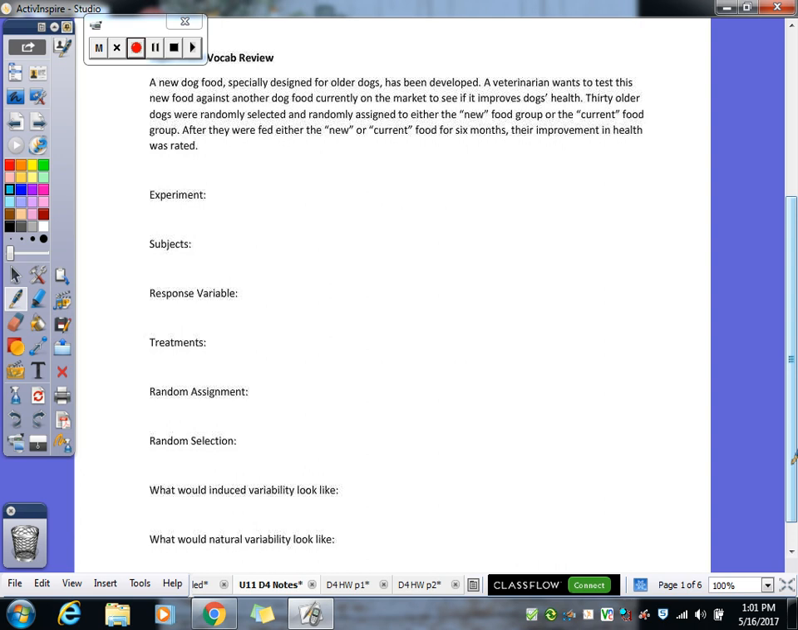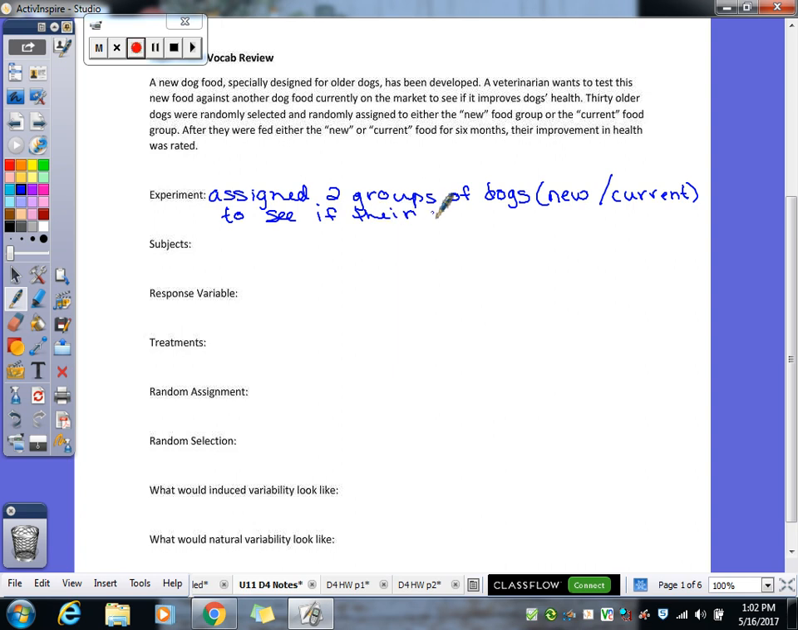So the experiment that's actually happening here, what is our experiment? Does anybody think they know? Yep, so they assigned two groups of dogs, one with the new food, one with the current food. So assigned two groups of dogs, new versus current food, to see if their health improves. So that's the actual experiment that's being done.